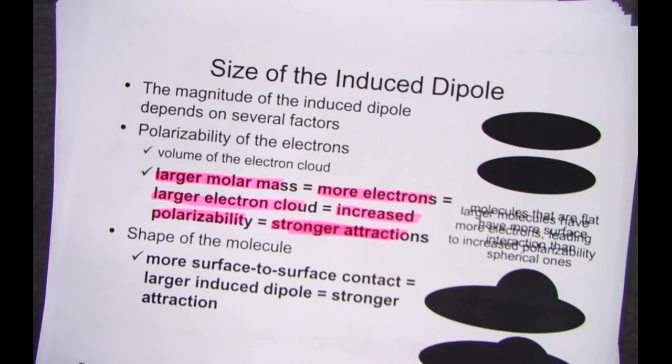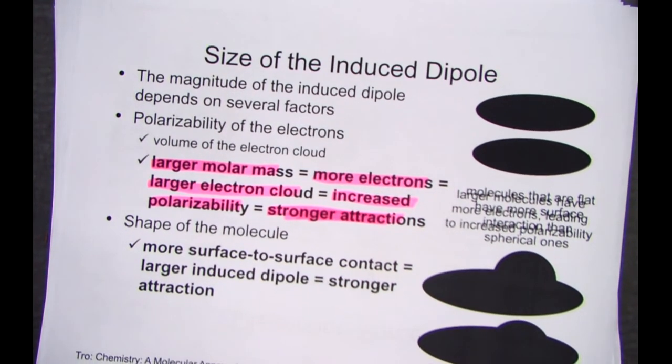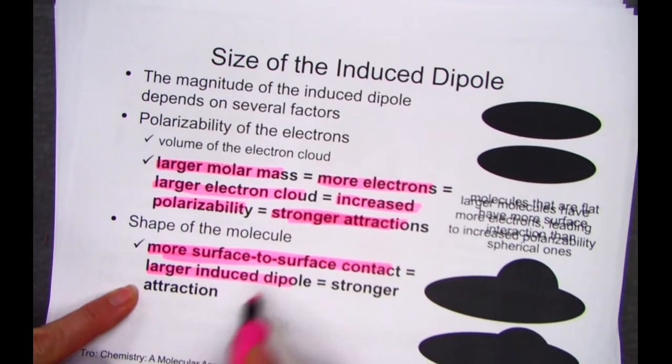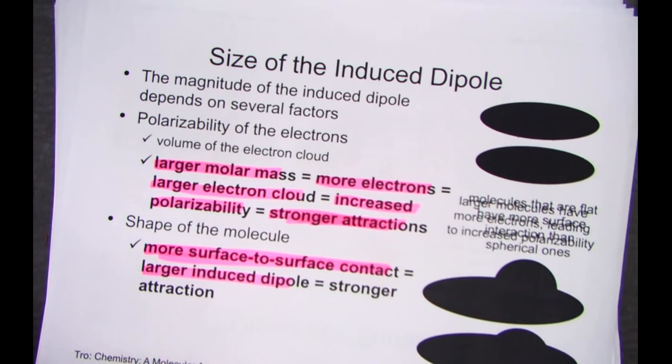The shape of the molecule can also influence a dipole. If I have more surface-to-surface contact, a larger induced dipole equals a stronger attraction. The larger the molecule, the larger the attraction. Long hydrocarbon chains will have a better induced dipole.